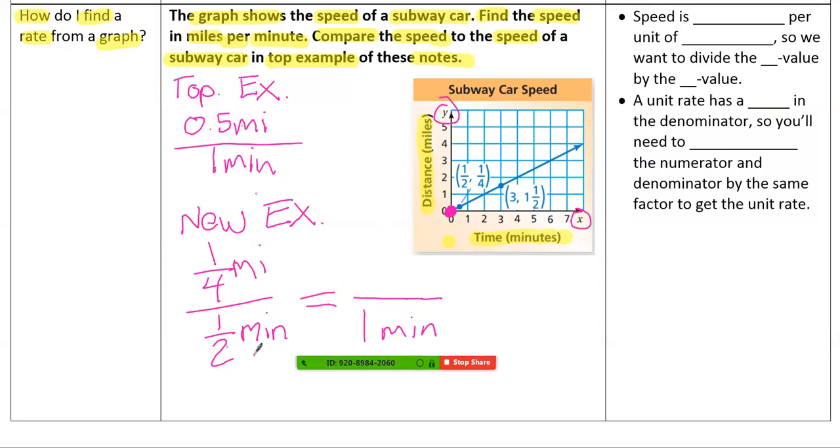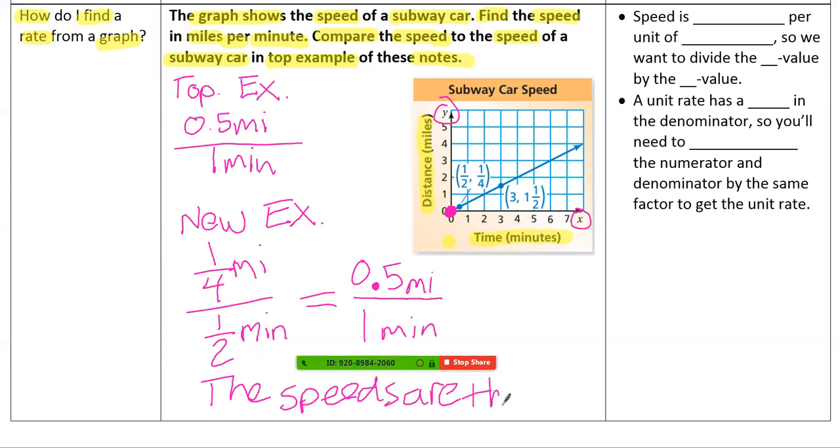How do I get from 1/2 to 1? I multiply by 2. So now I have to multiply 1/4 by 2, and I get 1/2, written more affectionately as 0.5 miles per minute. The speeds are the same. That's amazing. I know, you're amazed.